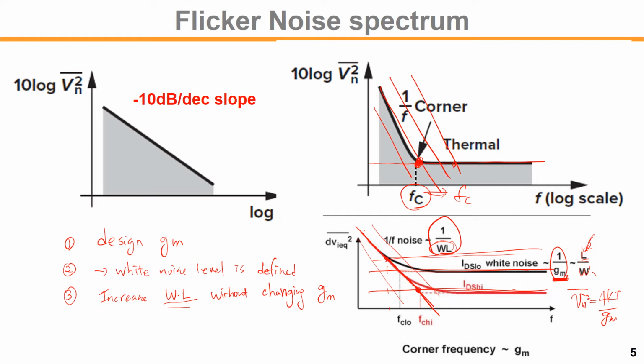So how can we increase the area without changing GM? For a device with a W over L that results in the desired GM, you can multiply by, for example, 10W and 10L, right? Like that. You can just scale up the device. Okay.